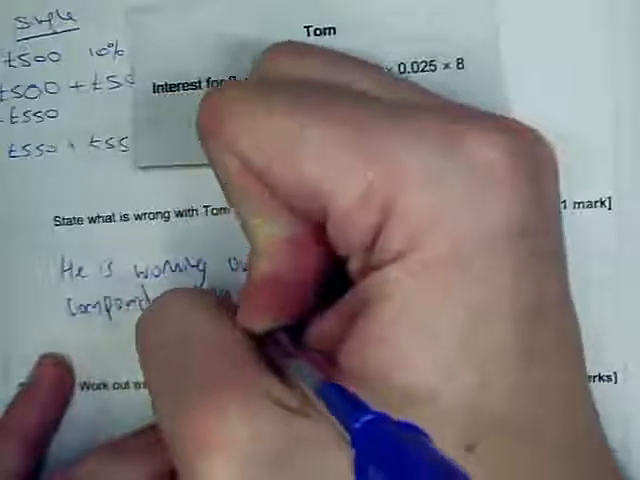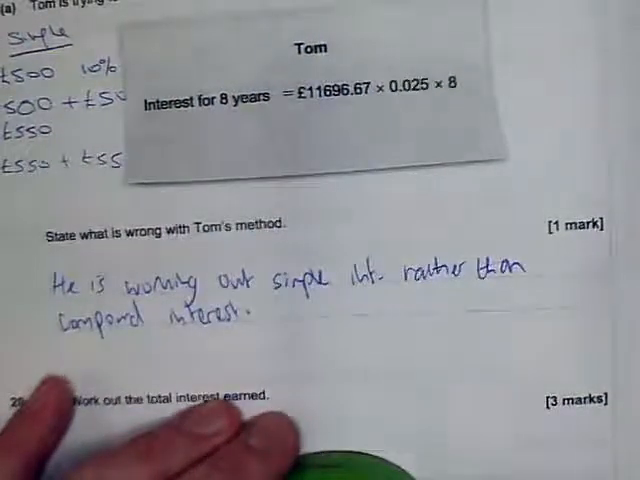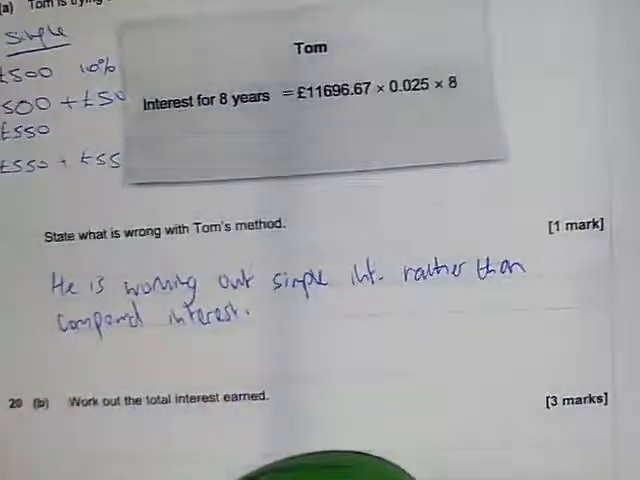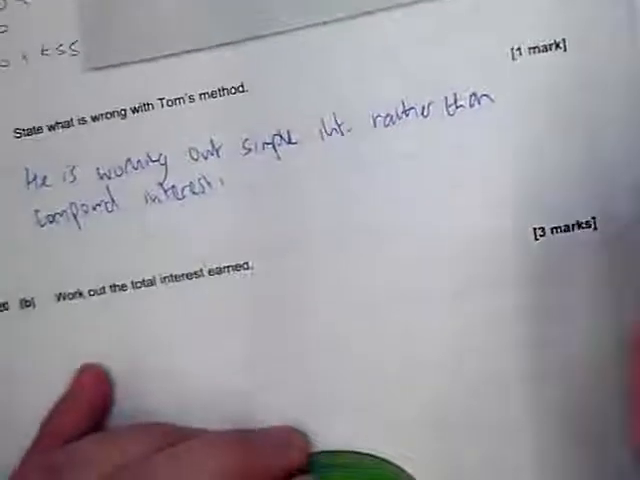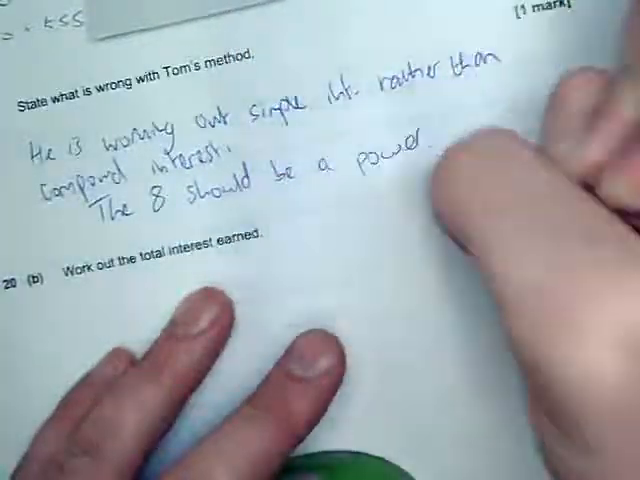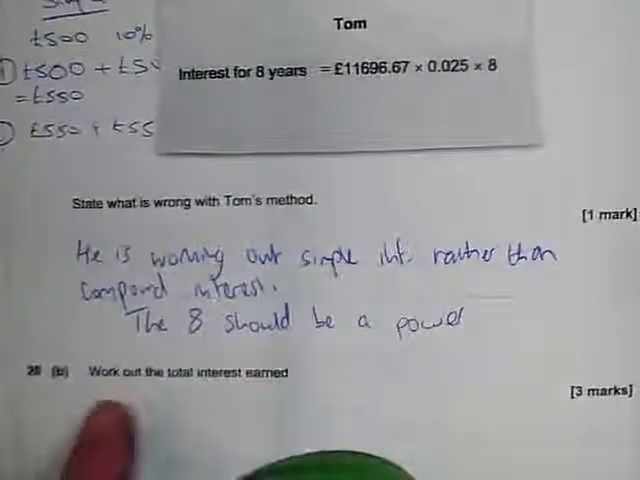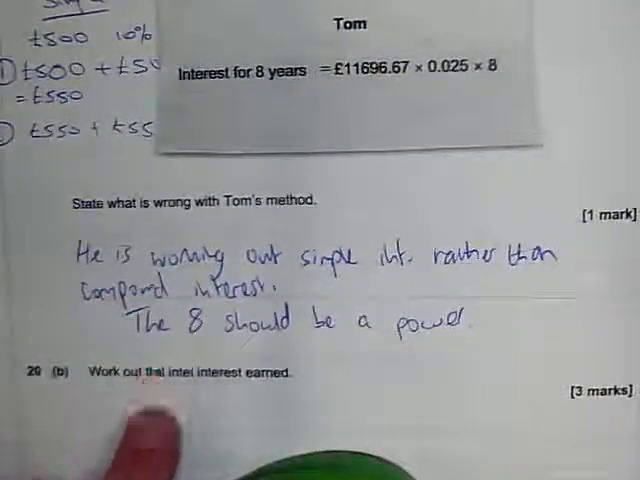And the other thing to note is when we're dealing with compound interest, we do it to the power of something. So you could say that we should have done 8 to the power, so you could say the 8 should be a power, and I'll explain more about this in the second part of this question. Okay, so either of those would be fine for the mark.